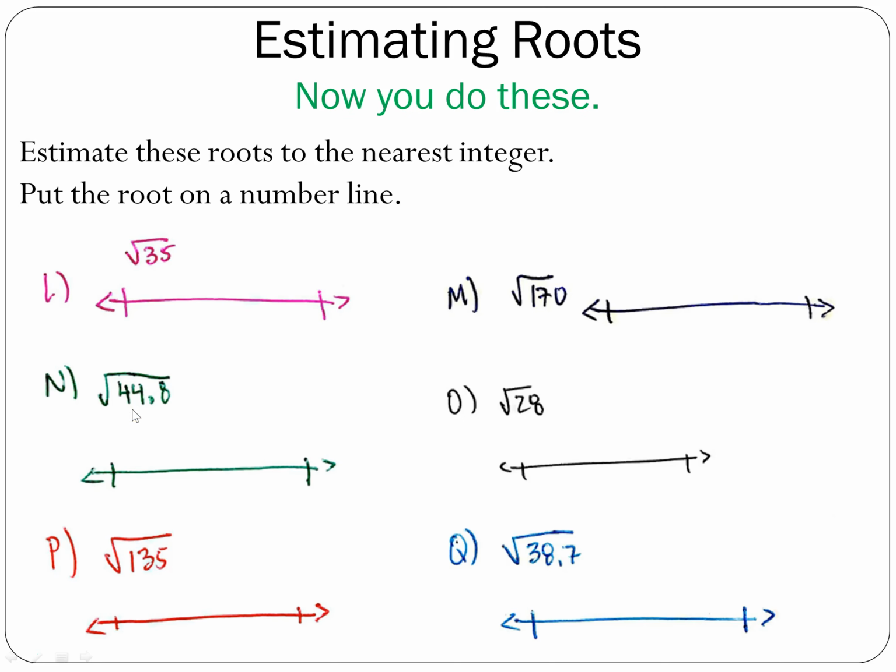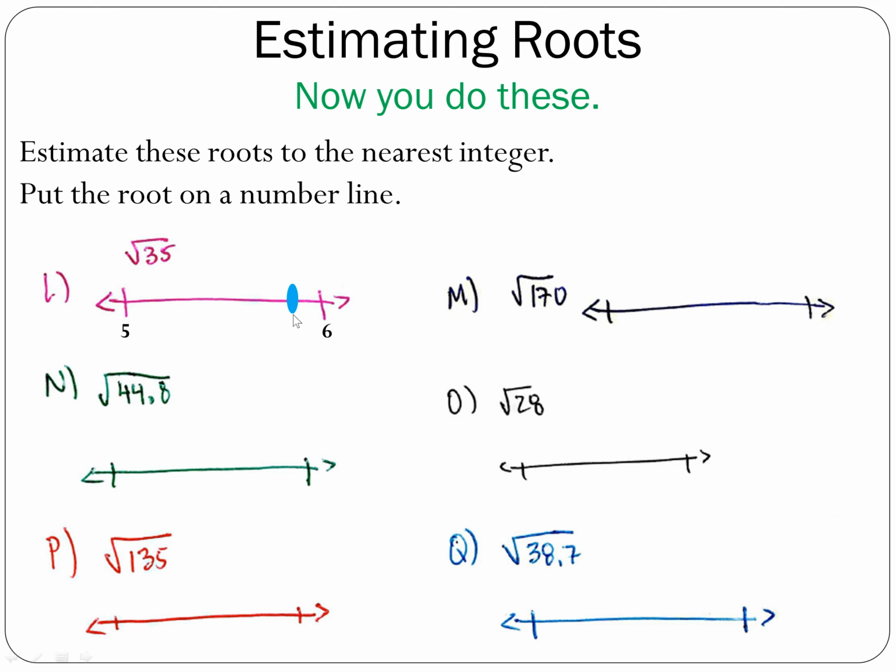Awesome. So let's take a look at some other examples. We're going to estimate all of these roots. I'm going to walk us through L first. Okay, so 35. If I think about roots or squared numbers, 35 is between 5, because 5 times 5 is 25, it's smaller than 35, and 6, because 6 times 6 is 36. And 35 is really close to 36, which is 6 squared. So that means the square root of 35 has to be kind of like right about there.